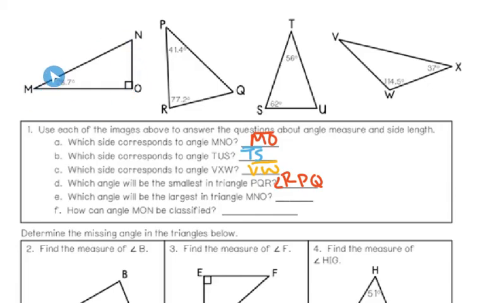Question 1E says which angle will be the largest in triangle MNO. So we need to look over here at MNO, and we have to remember that the largest angle corresponds with the longest side. In this triangle, MN is the longest side, so we need to look at this angle here and know that that is going to be the largest angle.